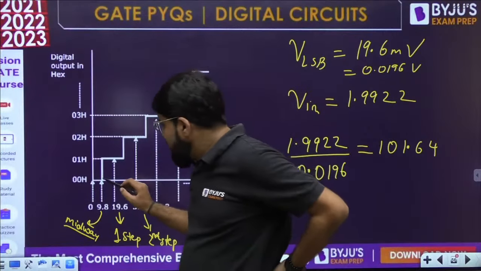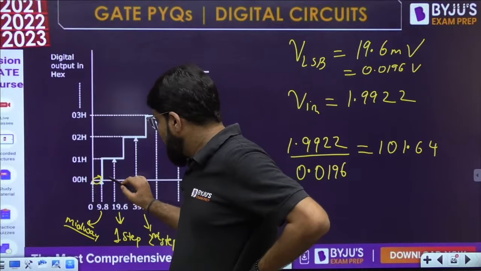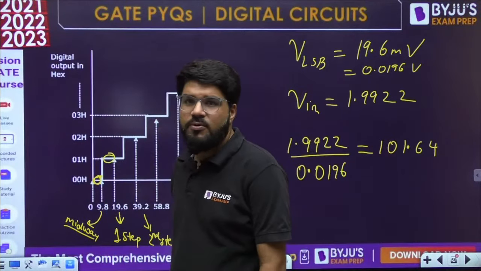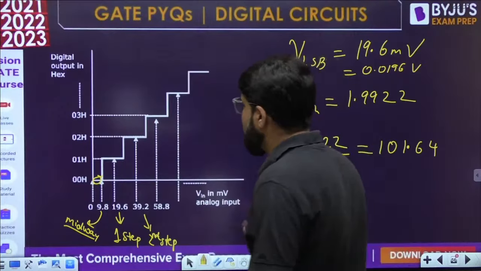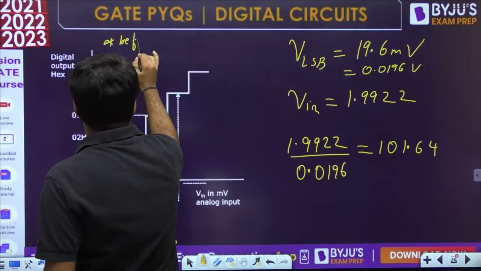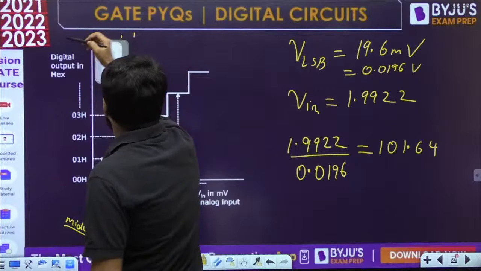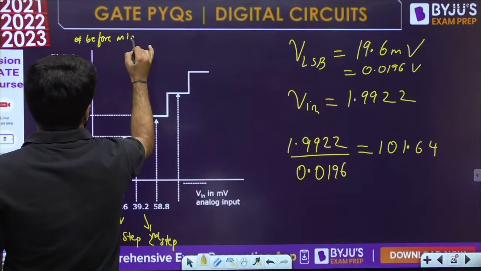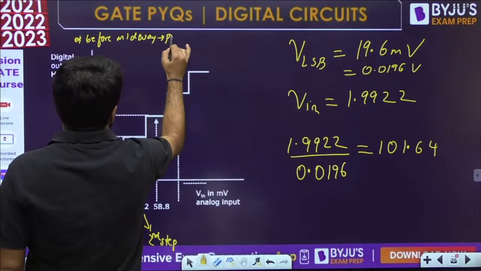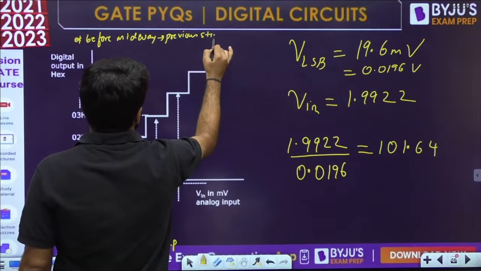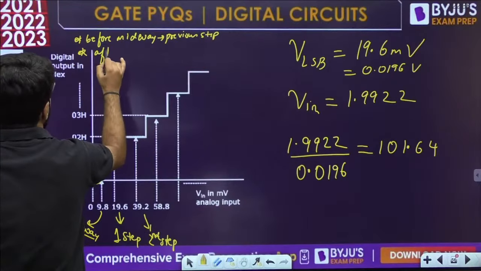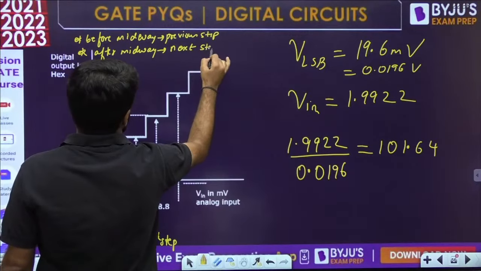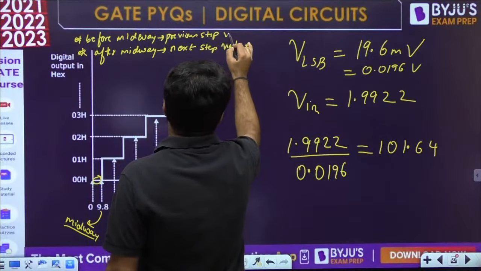what I have been able to understand is, please pay attention here: if you are before the midway, you will take the lower step value. And if you are after the midway, you will take the higher step value. So please note that. What is observed here is that if you are before midway, you have to take the previous step value, and if you are after the midway, you will take the next step value, correct?